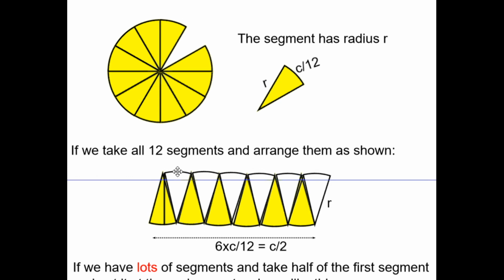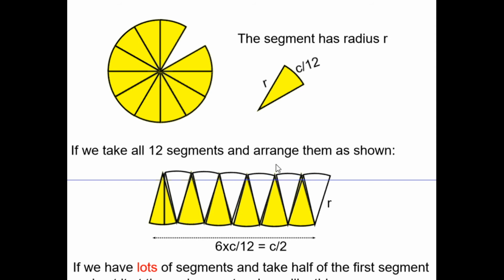So I move that segment into there, like so. We have 1, 2, 3, 4, 5, 6 segments there, and 1, 2, 3, 4, 5, 6 segments there. So this side is 6 times c over 12, which is c over 2, or half the circumference. And so it's that side, half the circumference.